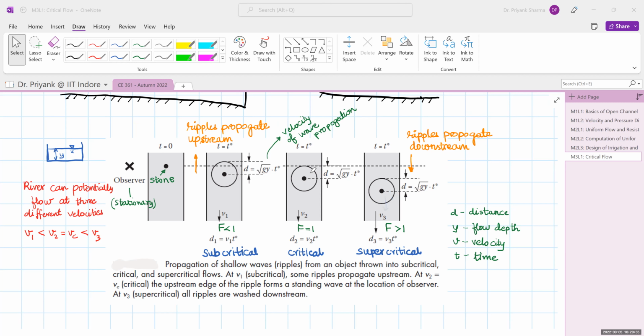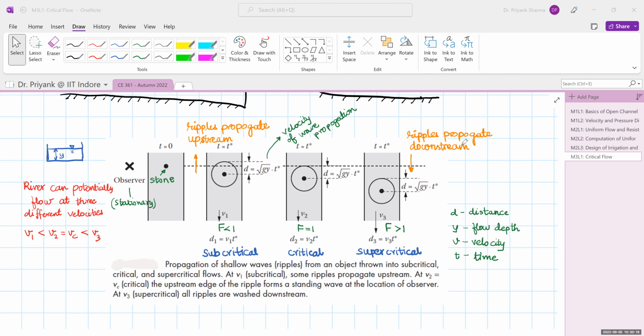And in the third case, where your velocity is v2, the movement of the ripples in the upstream and downstream direction is equal, that is the distance traveled is equal. So the ripples appear to be stationary. So what do these cases mean? In the first case where velocity is less, any disturbance that is made in the flowing water would travel upstream when your flow is subcritical. When your flow is supercritical, any disturbances that are made in the water body would propagate downstream.